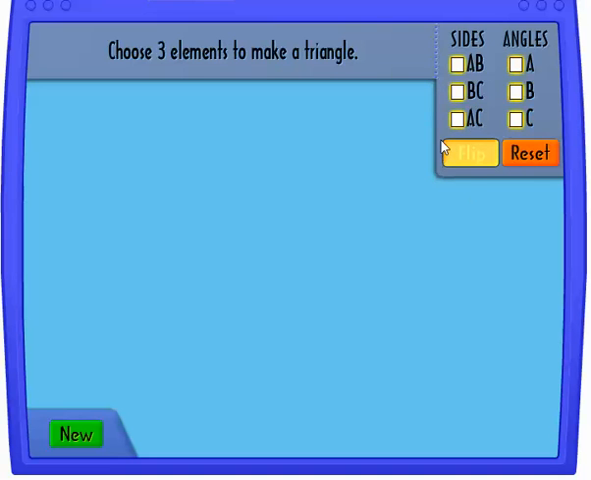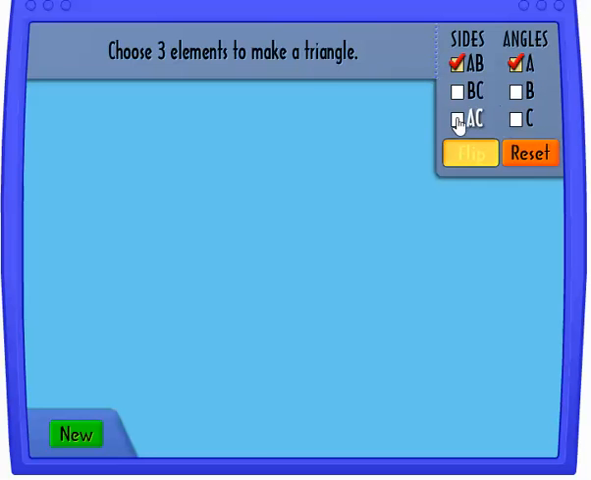Hello, this is Ms. DB, and we are going to explore what elements need to be congruent in order to have congruent triangles. It says to choose 3 elements to make a triangle.